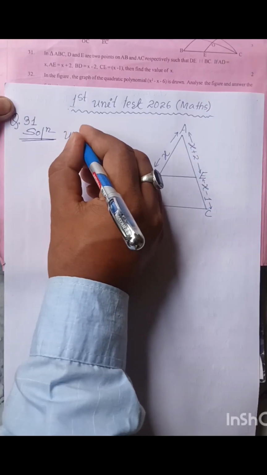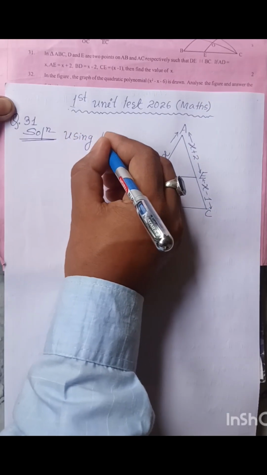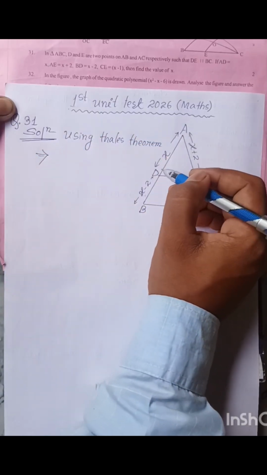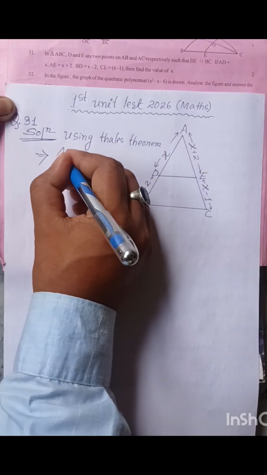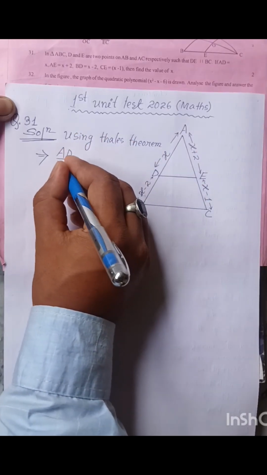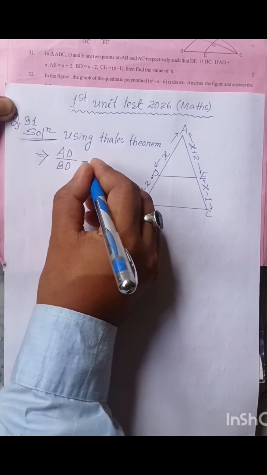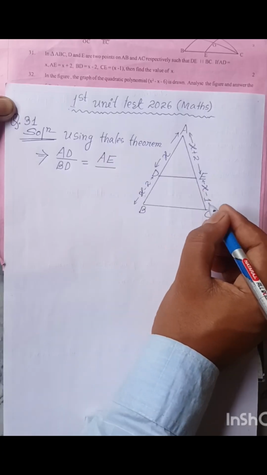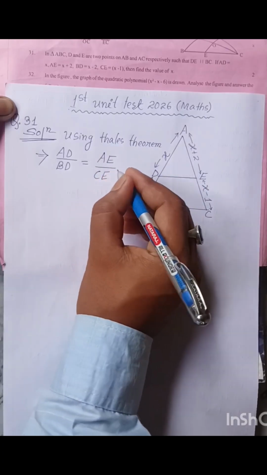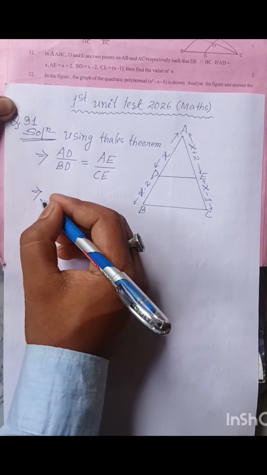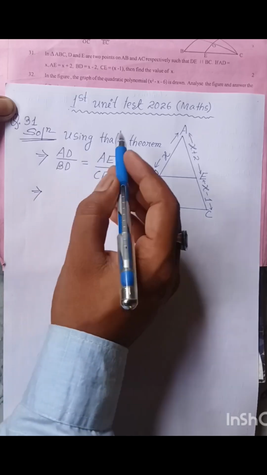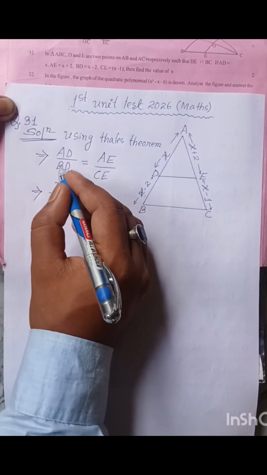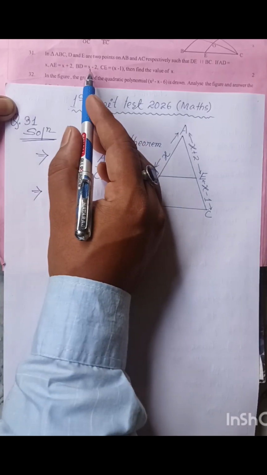So right here using Thales theorem, AD by BD equals AE by CE. After writing this, just place the values. The AD value is already given in our question, AD equals X, so write X in place of AD, X by BD. The BD value is also given, X minus 2.